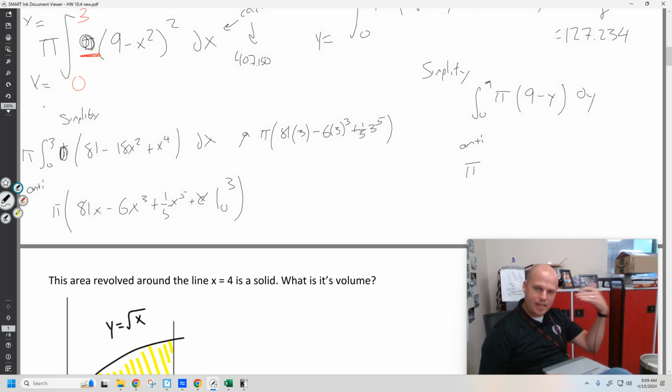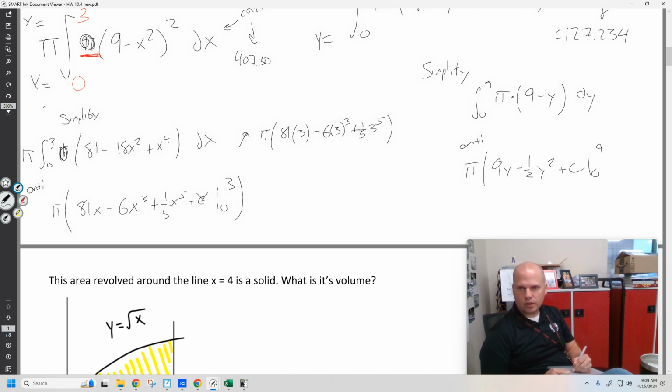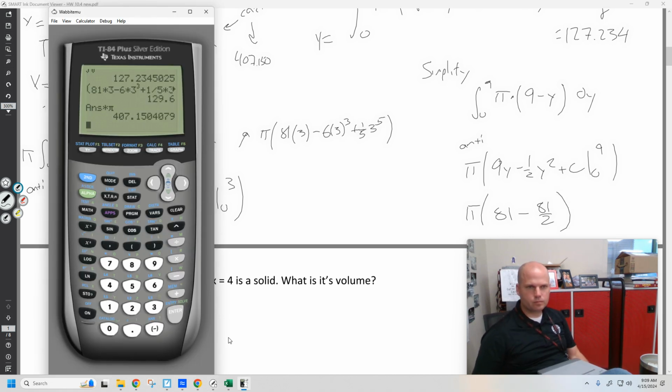If they're constants times, constants plus, we do. So since it's pi times, I don't have to worry about it. I just take the antiderivative, plug in 0, plug in 9, and that'll be my answer. So this is 81 halves pi. Okay, 127.234.